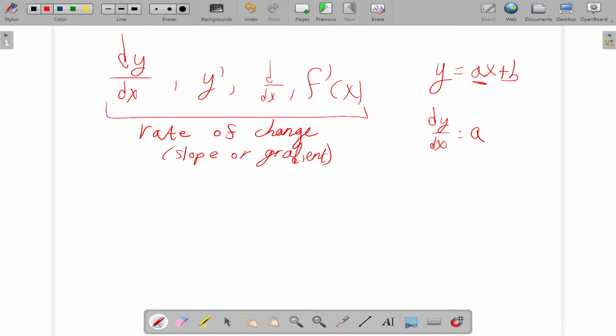It's a rate of change, and in curves or in graphs, it is the slope or the gradient at a particular point. Okay, that's all you need to know.